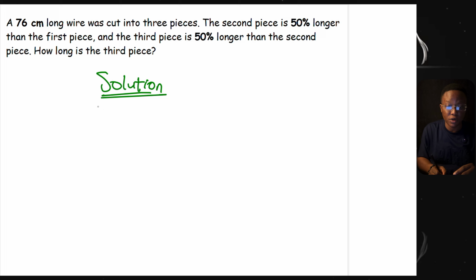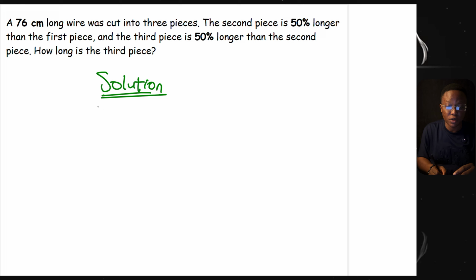And today we have a question. It says that a 6 centimeter long wire is cut into 3 pieces. The second piece is 50% longer than the first piece. The third piece is 50% longer than the second piece. How long is the third piece?